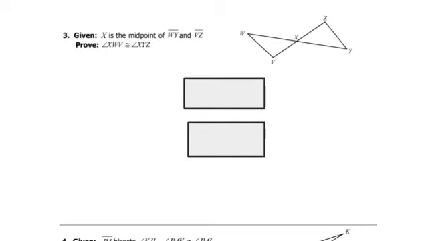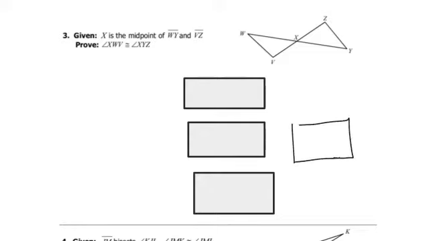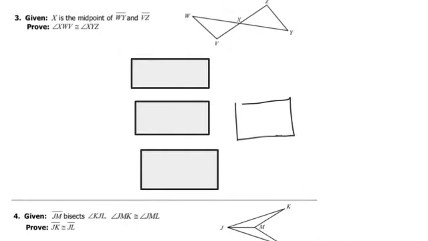Okay, so we got our three boxes. Now, we also have a box to the right, like normal, but not only that, we have to add our CPCTC box. And our CPCTC box just goes right here, okay? So nothing really changes. So our first given is that X is the midpoint of WY and VZ.